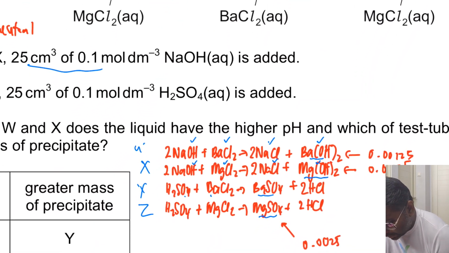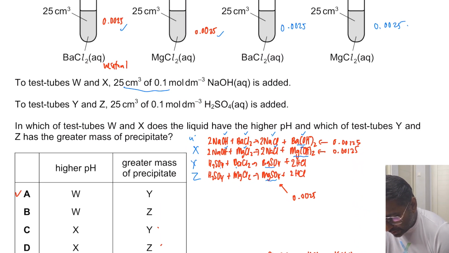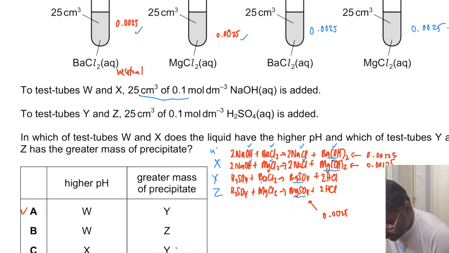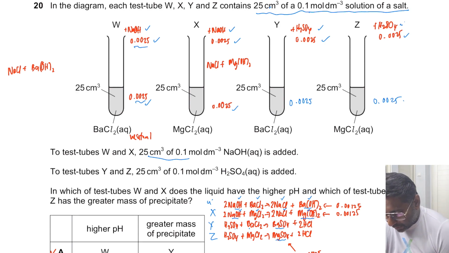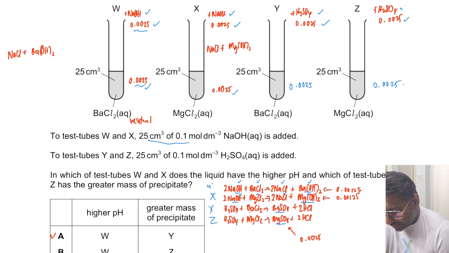Now do remember that they want higher pH. So when you look at the pH, they use sodium hydroxide, so 2 moles reacting with 1 mole. It means you require 2 moles of this, double the amount, to react with this. It means generally all the sodium hydroxide is used up. This sodium hydroxide is actually the limiting reagent. So all the 0.0025 of sodium hydroxide is used, but only half of it, the ratio, is needed.